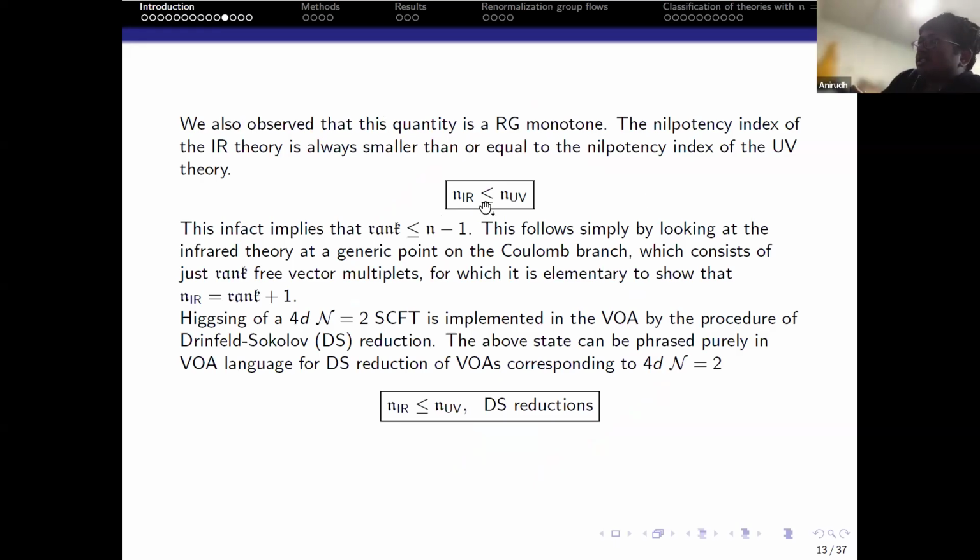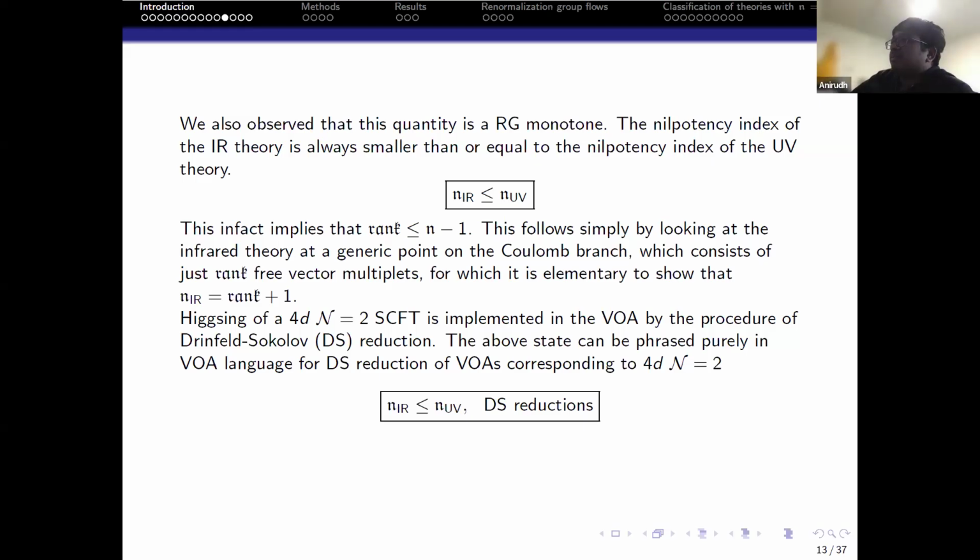So this kind of conjecture actually implies the conjecture I showed a few slides ago, that rank is less than or equal to n-1. This can be shown very simply by noting that for any theory, you can move to a very generic point on the Coulomb branch, where you have just free vector multiplets. And it's very easy to show that the nilpotency index for rank-many free vector multiplets is just rank plus 1. So if you put it in this inequality, you will get back this inequality, that n-1 is greater than or equal to the rank.